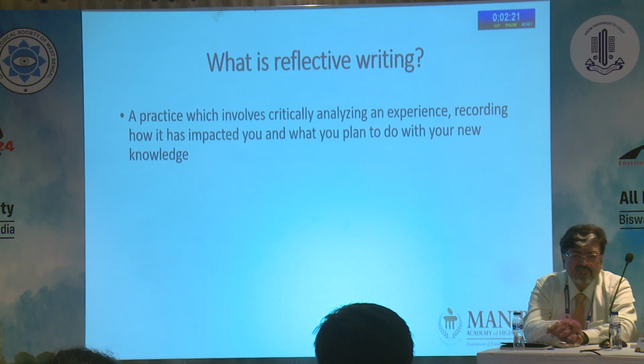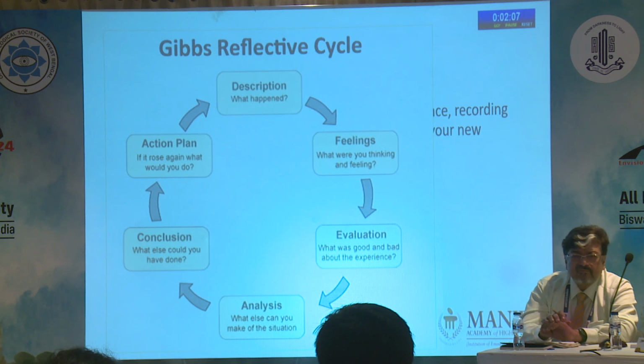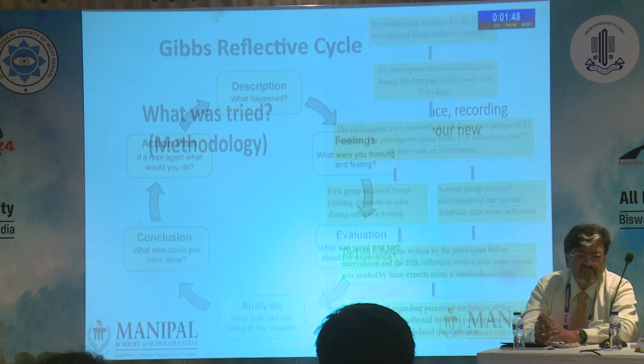Before that, let me tell you what reflective writing is. It is a practice which involves critically analyzing an experience, recording how it has impacted you and what you plan to do with your new knowledge. This is a basic model for reflective writing which consists of 6 steps, where the student analyzes what happened, what they were thinking and feeling at that time, what was good and bad, what else can you make out of that situation, what else could have been done, and if the same situation comes again, how will it be handled.